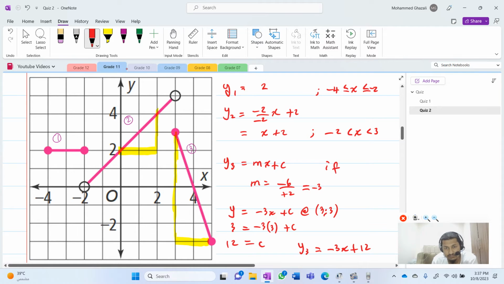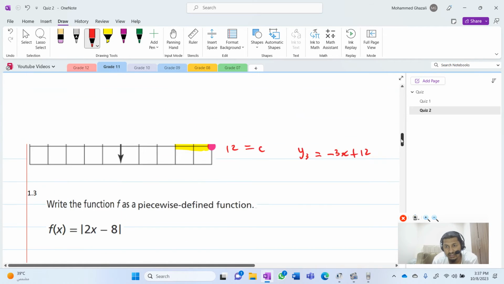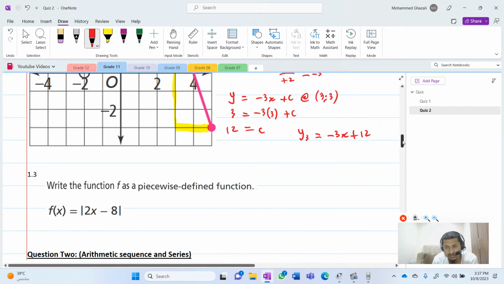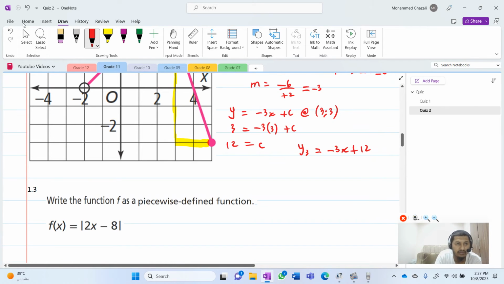The domain is from 3 to 5, so x values are from 3 to 5. So in total, if I want to write down all these 3 things, we can write it as a split function f of x.